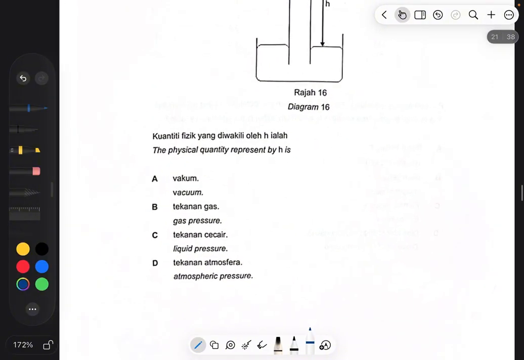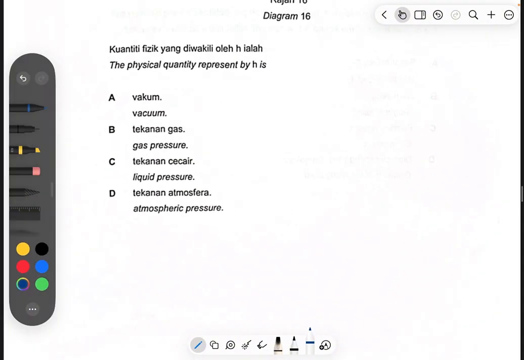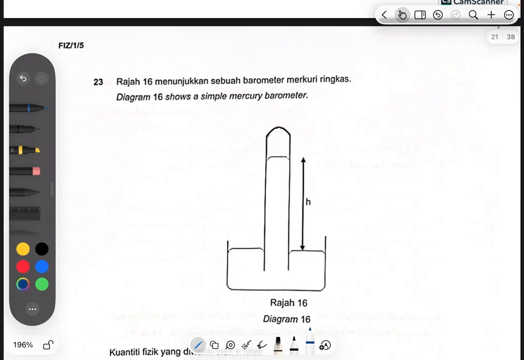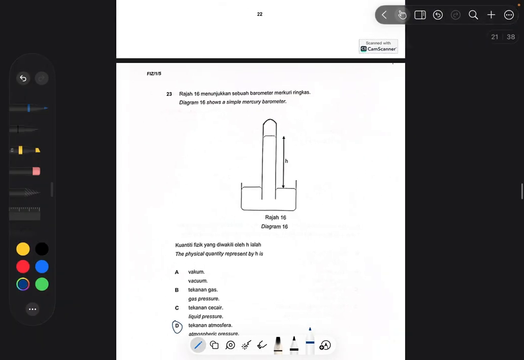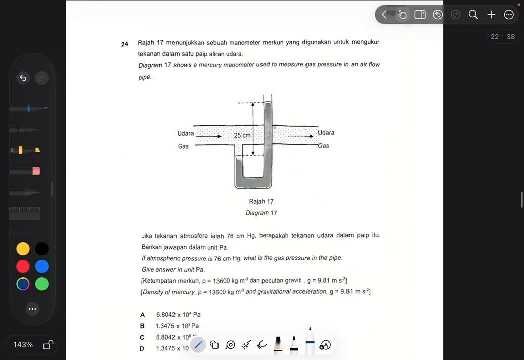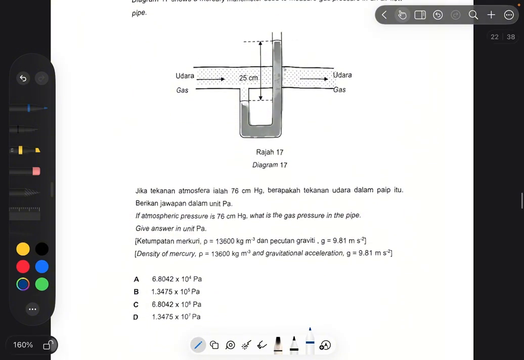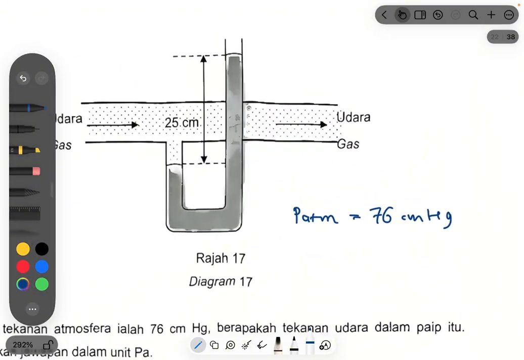What is the physical quantity represented by H? Shows a mercury barometer. So a barometer uses atmospheric pressure, right? 23, is it D? Yup, it is. Shows a mercury manometer used to measure gas pressure in an airflow pipe. If atmospheric pressure is given as 76 cm Hg, what is the gas pressure in the pipe? Give your answer in unit Pa.